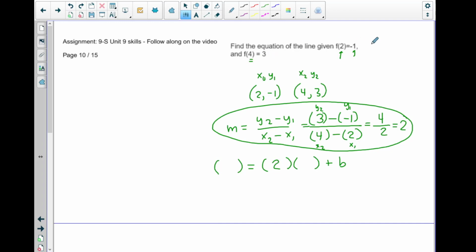And we know actually 2 points, so I can use either one. I'm going to use this one here, but I didn't have to. I could certainly use this point. They both work. So I'm going to put -1 in for y and 2 in for x. And then we're going to solve for b. Add and subtract 4 from both sides, and we get b equals -5.